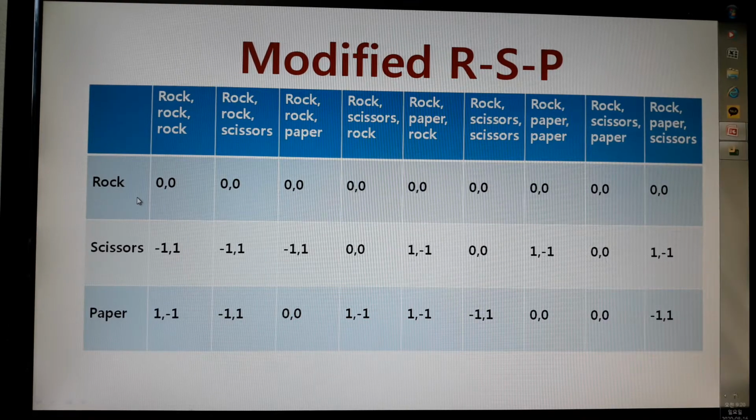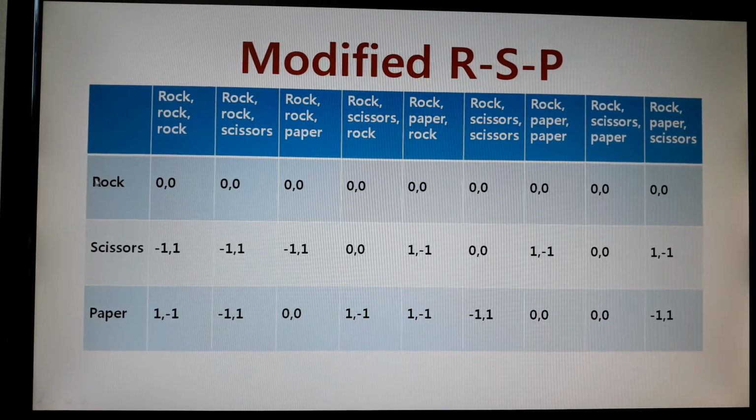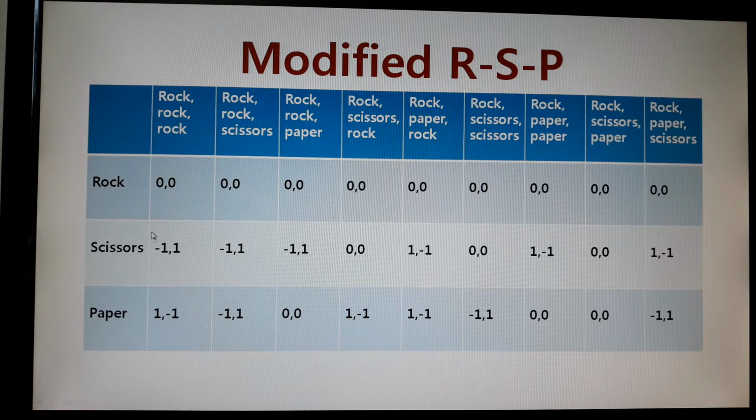For Tom's rock, Bill can have 3 responses: rock, scissors, paper. The same for scissors, and the same for paper. So if you know a little bit about mathematics, that means 3 times 3 times 3, which is 27. So we have this kind of expression from now on. Rock, rock, rock means the first is the response to Tom's rock, the second is the response to Tom's scissors, and the third one is the response to Tom's paper.